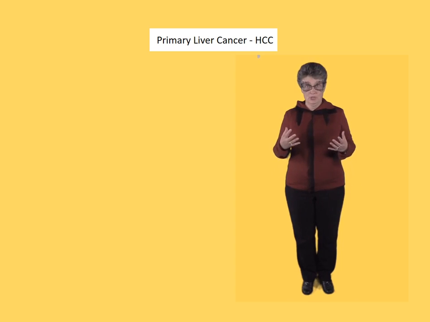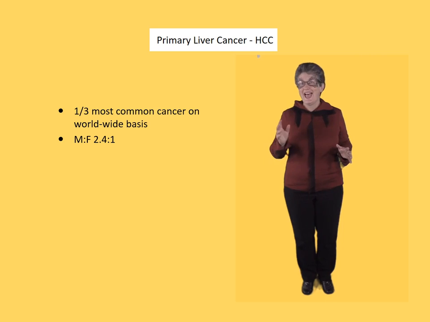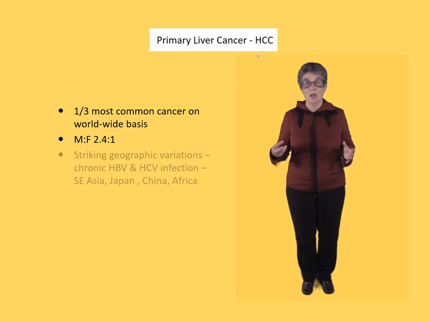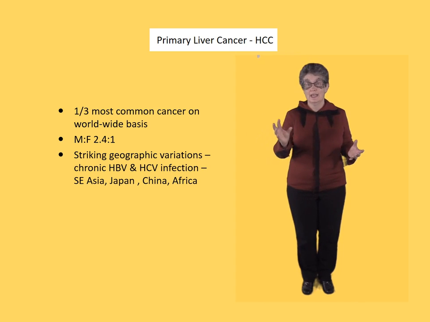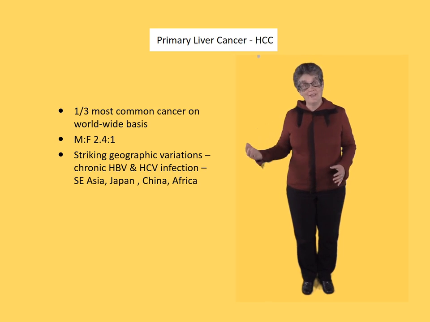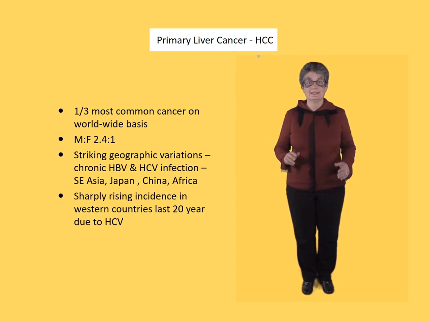We don't see much hepatocellular carcinoma in New Zealand, but it is the third most common cancer on a worldwide basis, and that's because of hepatitis B. So, chronic hepatitis B and C infections are present in Africa, in Southeast Asia, Japan and China, and these viruses lead to the formation of hepatocellular carcinoma. We have had a rise recently in Western countries due to the more frequent hepatitis C virus infection that we're seeing.